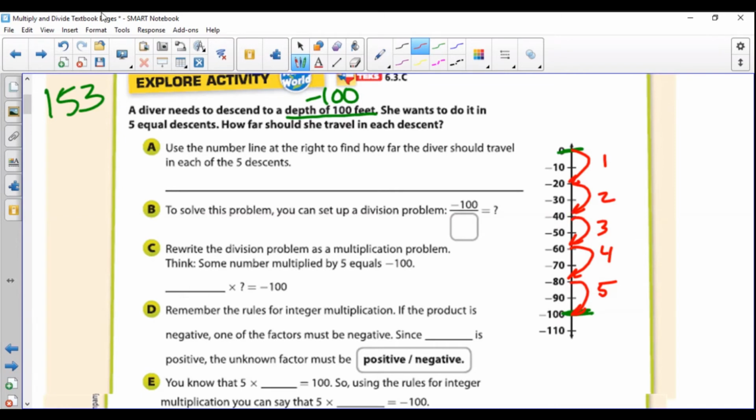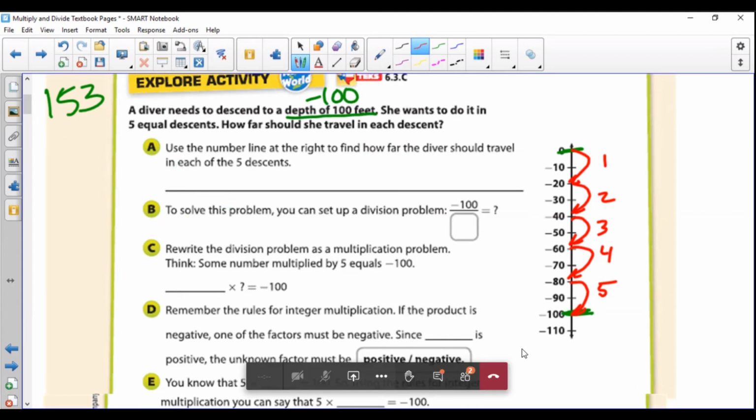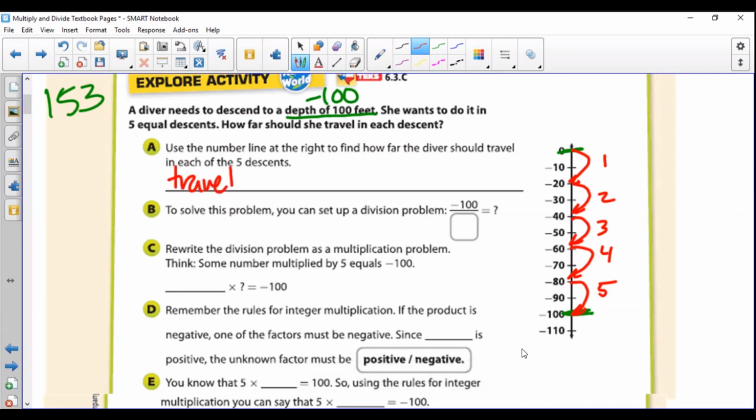Okay. All right. So when they ask us how far does the diver have to travel in each of the 5 descents, the diver needs to travel down 20 feet. And when we travel down 20 feet, all that means is negative 20 feet.